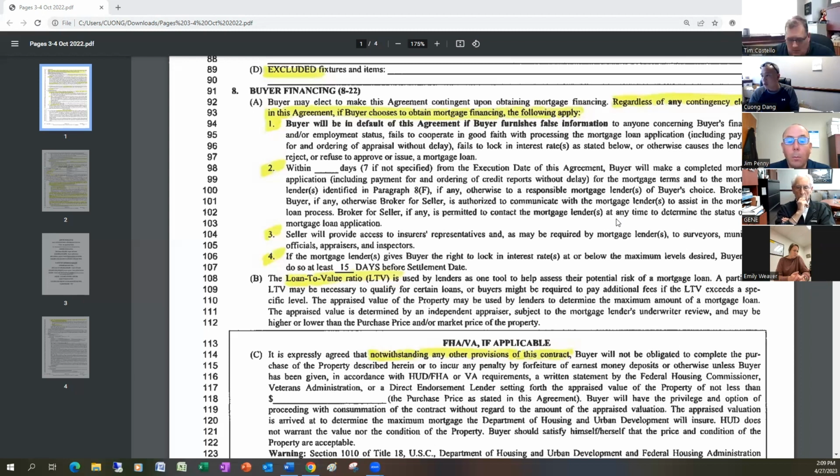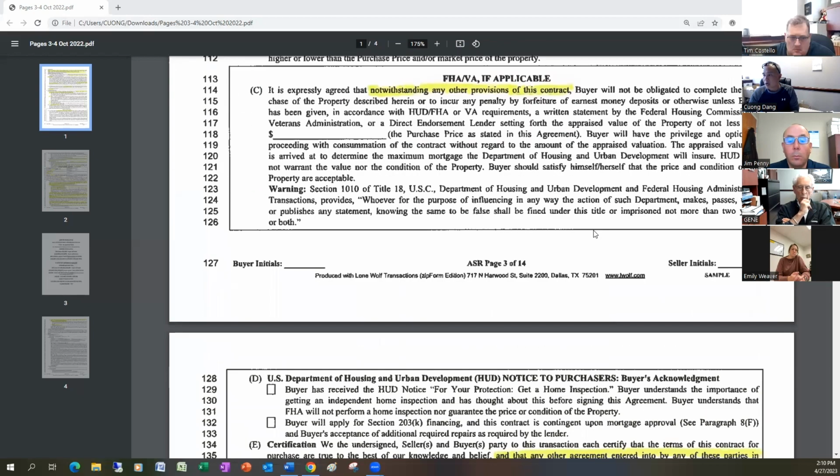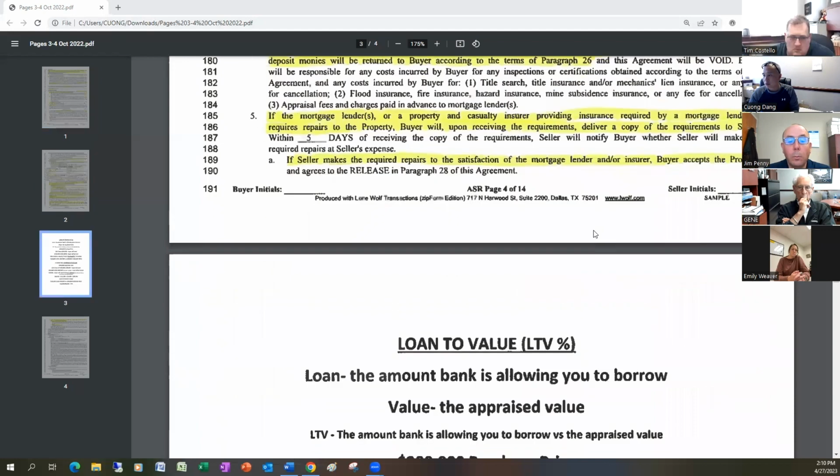The appraised value of the property may be used by lenders to determine the maximum amount of a mortgage loan. The appraised value is determined by an independent appraiser subject to the mortgage lender's underwriter review and may be higher or lower than the purchase price and or market price of the property. So what's loan to value? Scroll down here to the attachment.